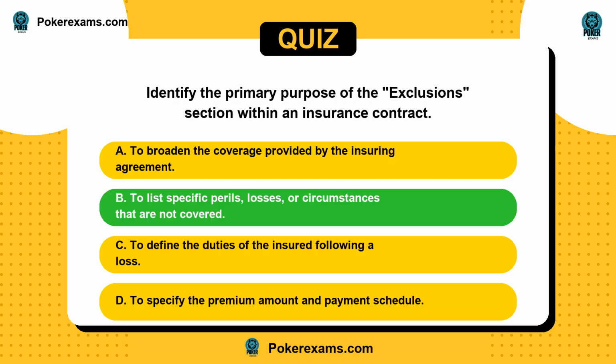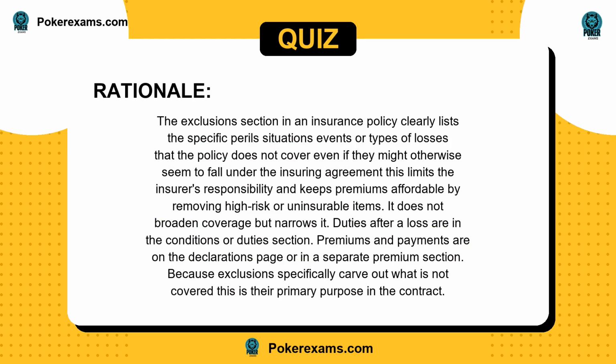The answer is B. The exclusions section in an insurance policy clearly lists the specific perils, situations, events, or types of losses that the policy does not cover, even if they might otherwise seem to fall under the insuring agreement. This limits the insurer's responsibility and keeps premiums affordable by removing high-risk or uninsurable items. It does not broaden coverage but narrows it. Duties after a loss are in the conditions or duties section. Premiums and payments are on the declarations page or in a separate premium section. Because exclusions specifically carve out what is not covered, this is their primary purpose in the contract.